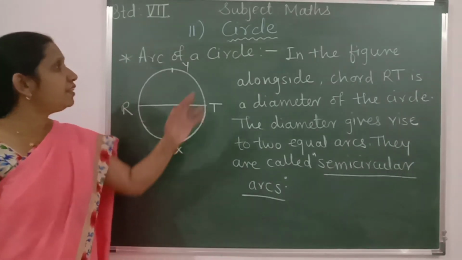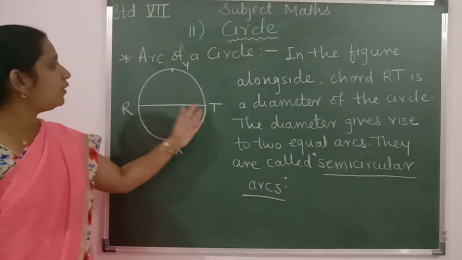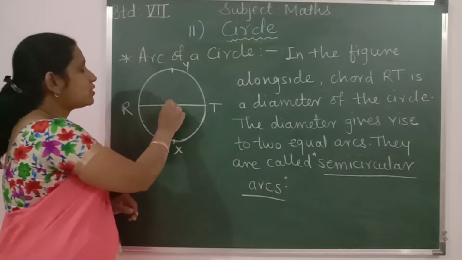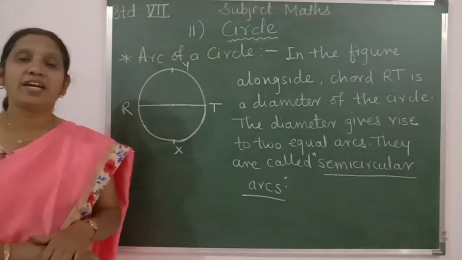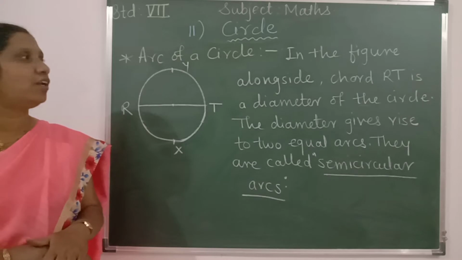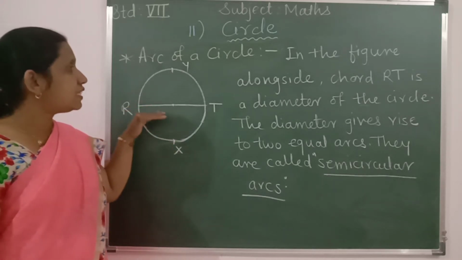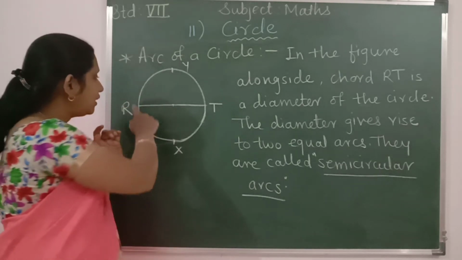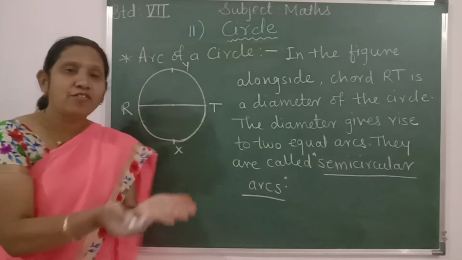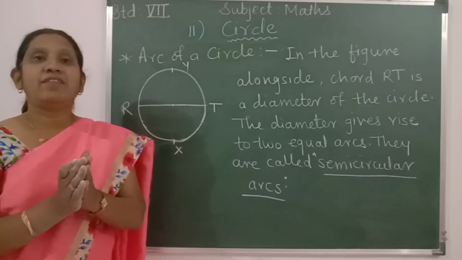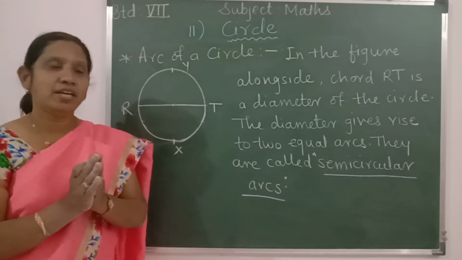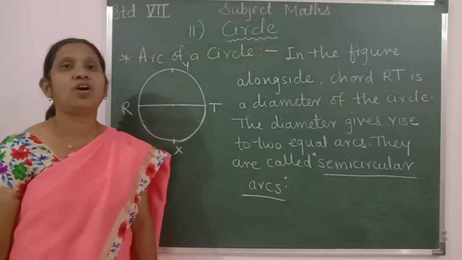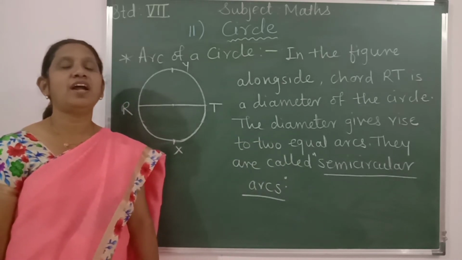See here, in this figure alongside, now we have drawn one chord RT. It passes through the center of the circle, that is why it is also known as the diameter of the circle, right? This diameter gives rise to equal arcs. This arc and this arc, if we fold in the middle, will coincide exactly on each other. So such two equal arcs are called semicircular arcs.